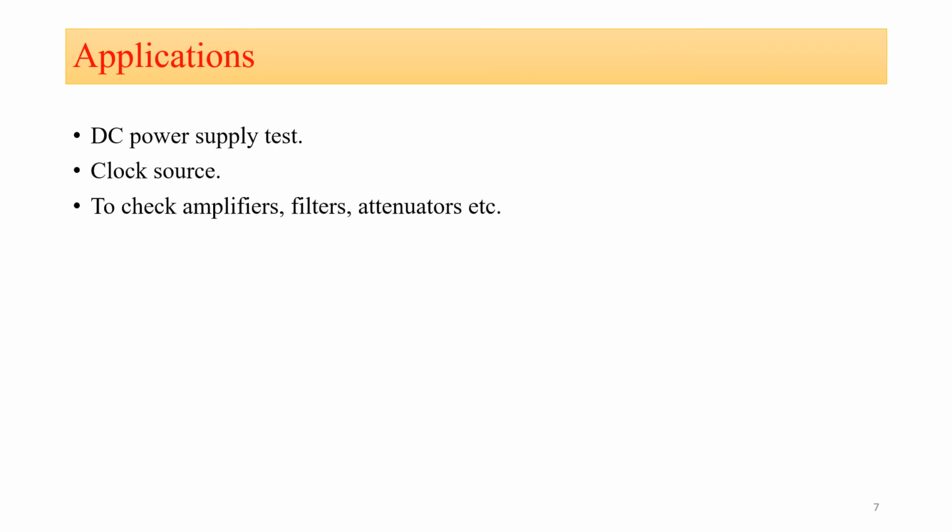Now which are the different applications of the function generator? First, DC power supply test, means our function generator is mainly used for the DC power supply test. Then it is also used as a clock source. Then it is also used to check amplifiers, filters, or attenuator circuits, etc.